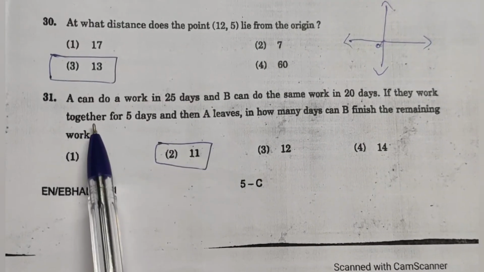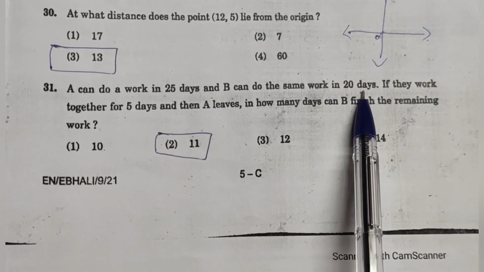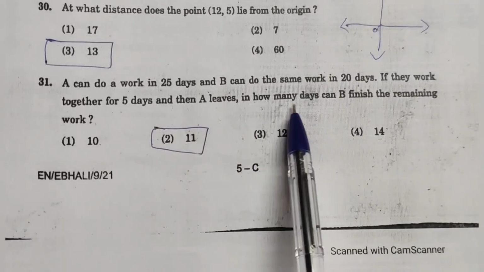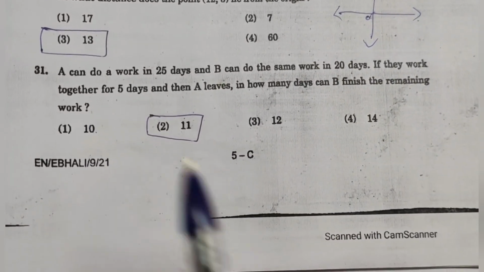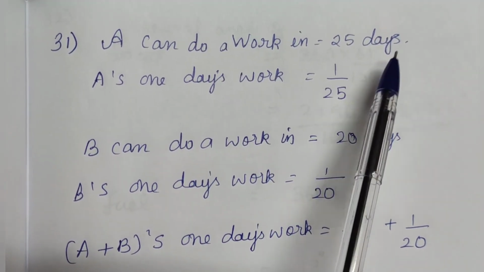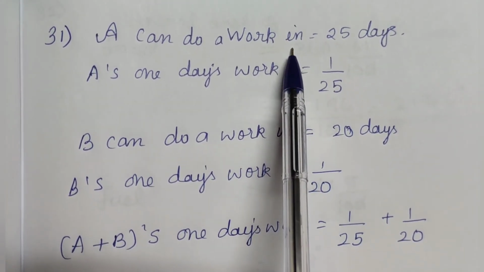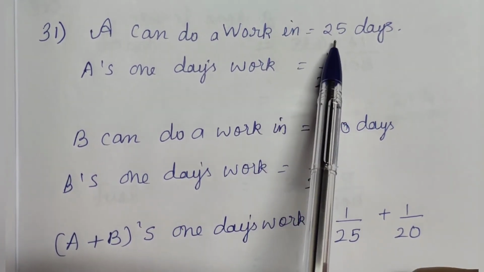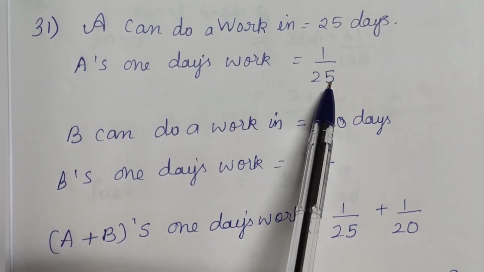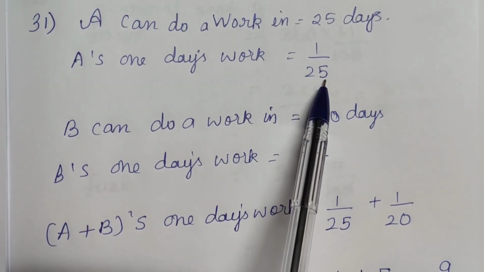Very important sum, 31. A can do a work in 25 days. B can do the same work in 20 days. If they work together for 5 days and then A leaves, in how many days can B finish the remaining work? A can do a work in 25 days, which means A divides the whole work into 25 parts and does each part in a day, and totally finishes the work in 25 days. So A's 1 day's work is 1 divided by 25, because he divides one work into 25 parts. So A's 1 day's work is 1 by 25.